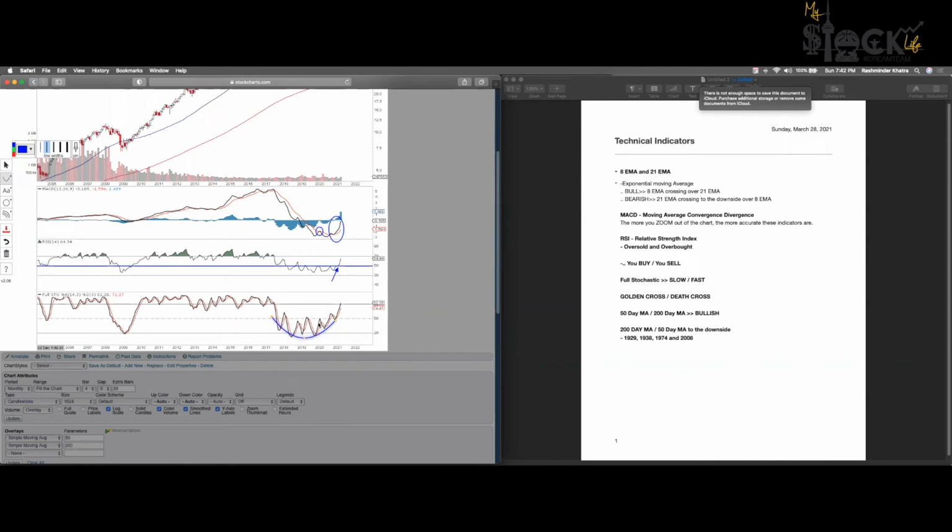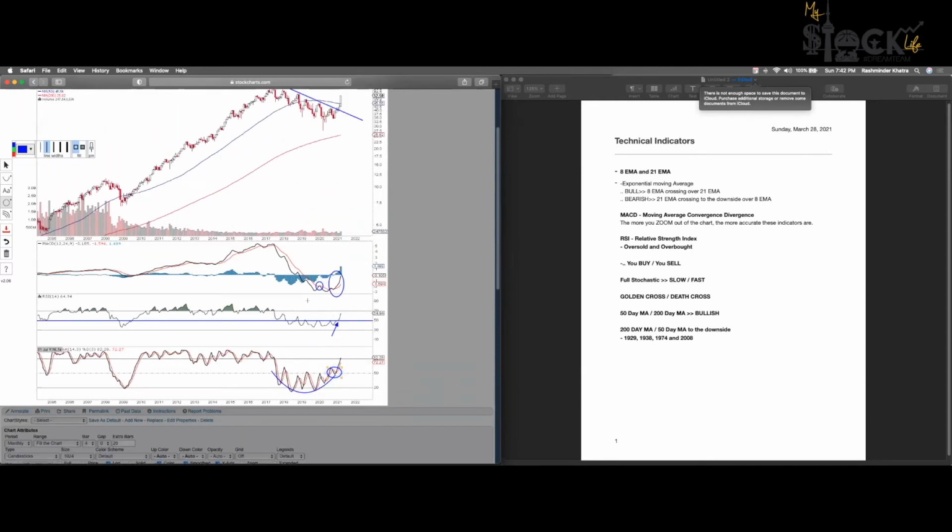The full stochastics made its own base here, and then finally, after so many months, or 2 or 3 years, it broke out right here. It made that little cup and handle on a full stochastics. So see how you can play with these indicators and just get the perfect entry sometimes.